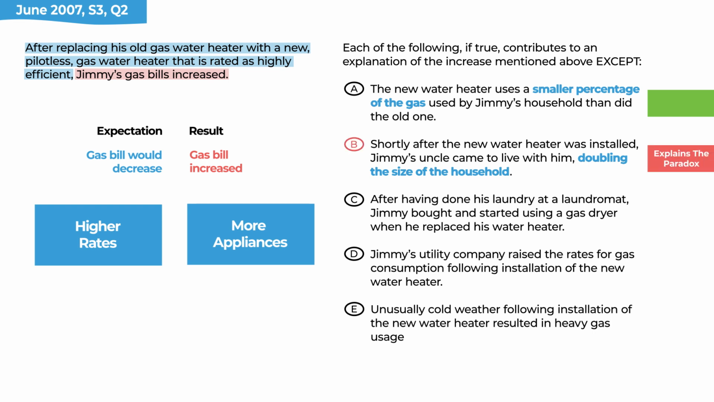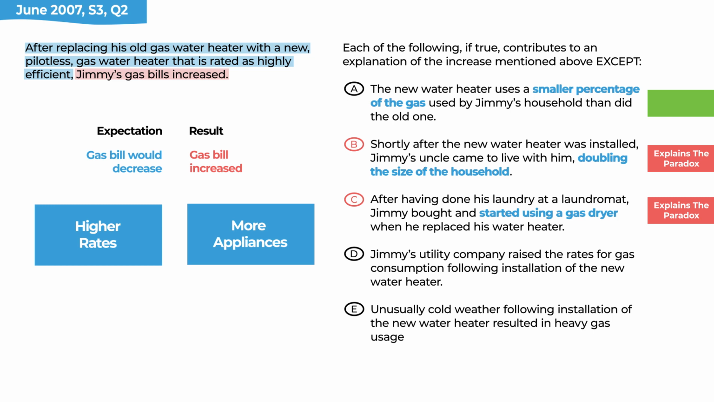Answer choice C, after having done his laundry at a laundromat, Jimmy bought and started using a gas dryer when he replaced his water heater. All right, so Jimmy's now pretty happy about the fact that he's got a new water heater, and instead of going to the laundromat, he's doing that stuff at home. Right? This is new work. It's not necessarily, this is a new appliance actually. Right? So it's a gas dryer. It meets the requirement as being a gas appliance, but this could explain why the gas bill went up.